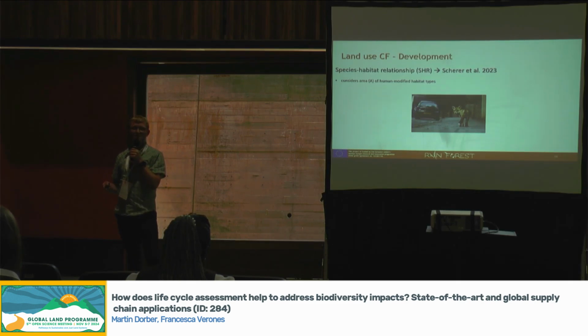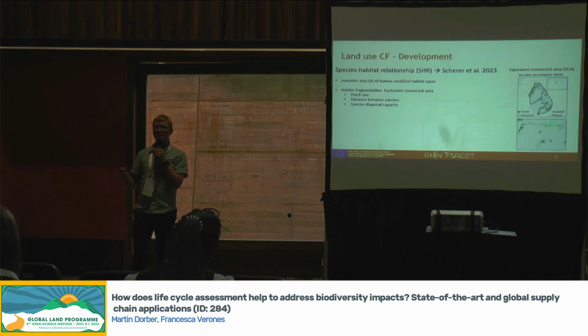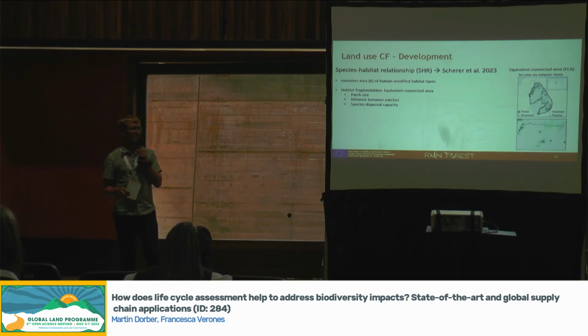And also many birds can live here. We see it here in the city that there can be birds. In addition to this, it's not only looking at the land use change, but also at the habitat fragmentation. And how does it do this? It considers patch size, the distance between the patches, and also the dispersal ability of species.